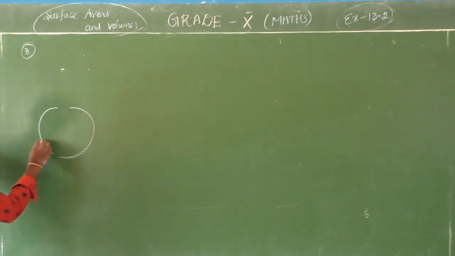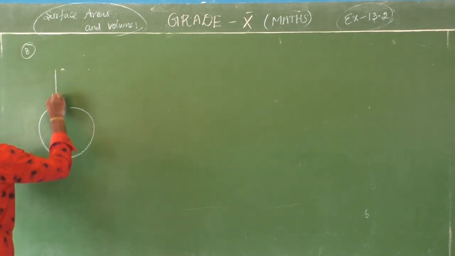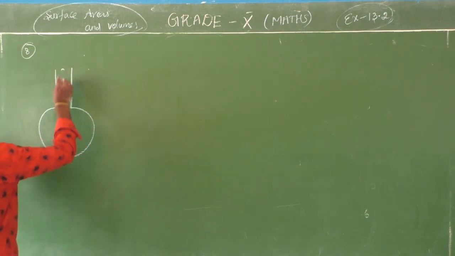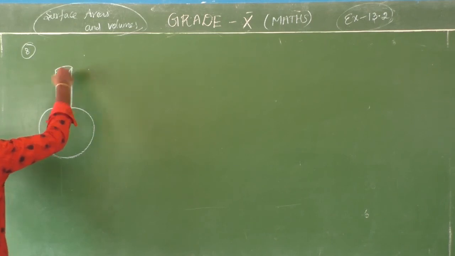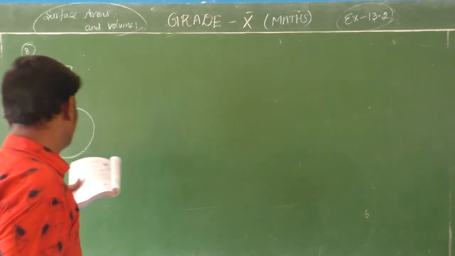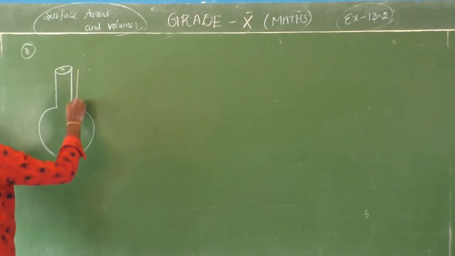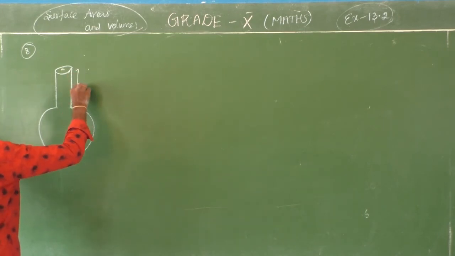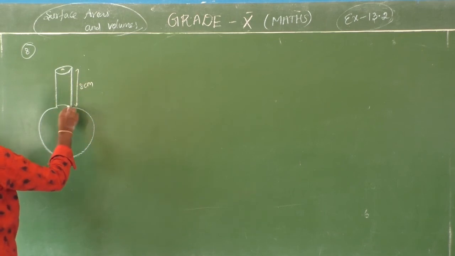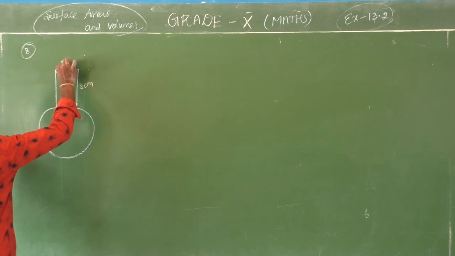So the spherical vessel has a cylindrical neck. Okay, students, the cylindrical neck is 8 cm long. What does long mean? The height of the cylindrical neck. And it is 2 cm in diameter.